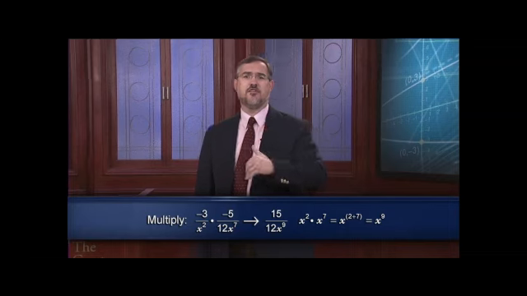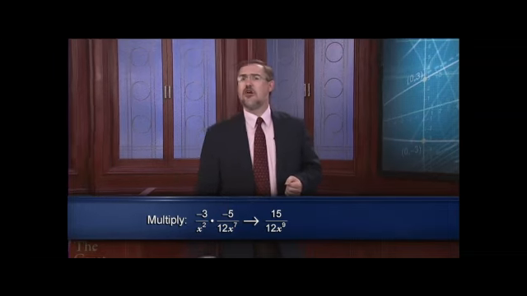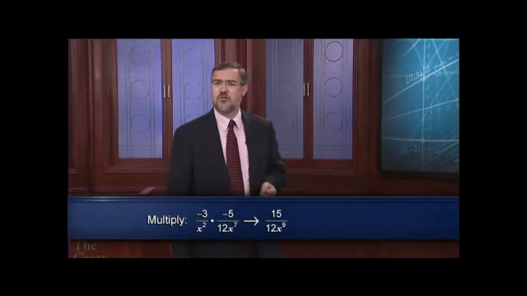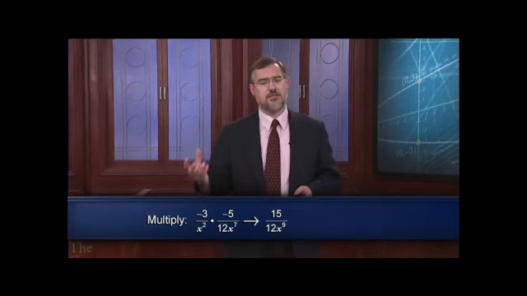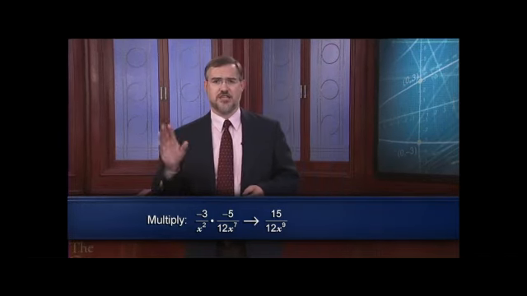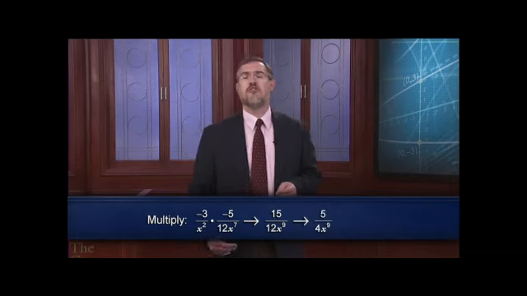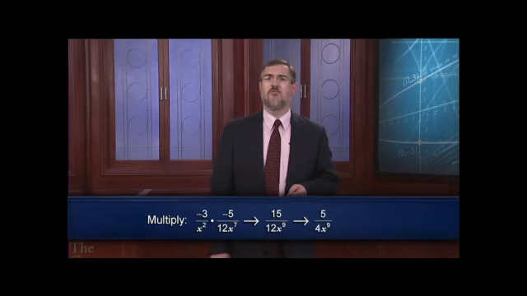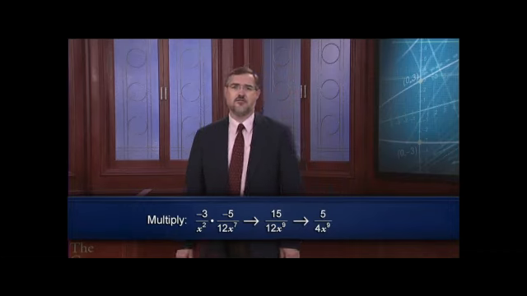So I now have 15 over 12x to the 9, and notice that 15 has a 3 in it, and so does the 12. And if you factor out a 3 from both of those and cancel them, you'll be left with 5 divided by 4x to the 9th. And that's your final answer. Okay, let's look at an example where there's a little more to do as we go through the multiplication.